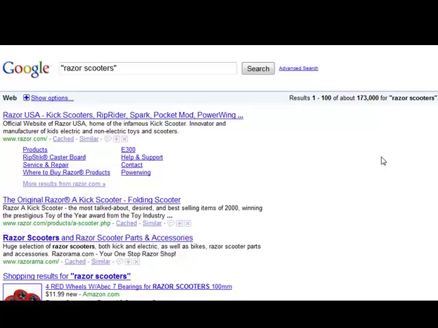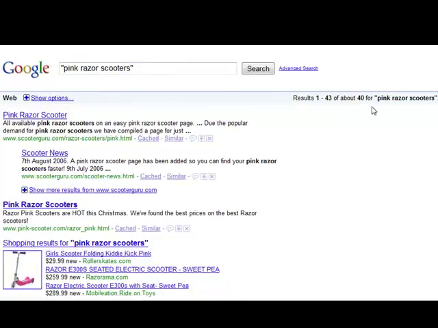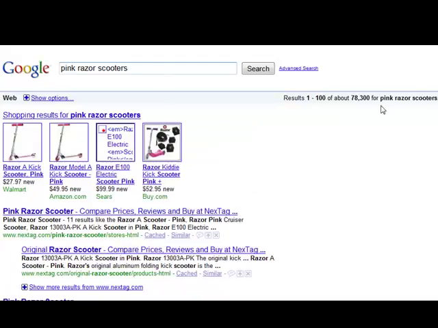So when we want to know how many people are competing for a certain keyword, we put it in quotes. Razor scooters. We put it in quotes and we see what the competition is like. Now, Pink Razor scooters has a competition of 40 because there are only 40 sites that are actually trying to compete for the term Pink Razor scooters, even though if I type it without quotes, I will get a higher number, 78,000. But they're not all trying to compete with you.